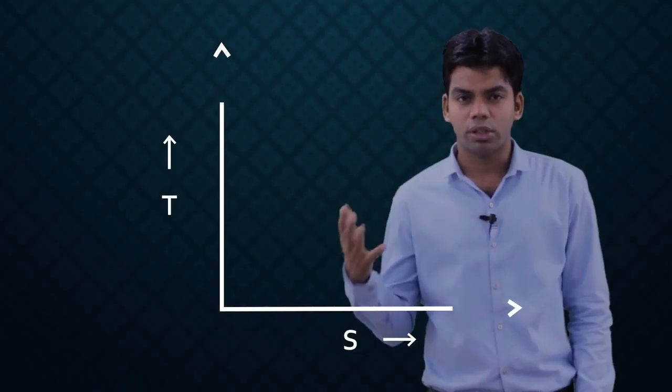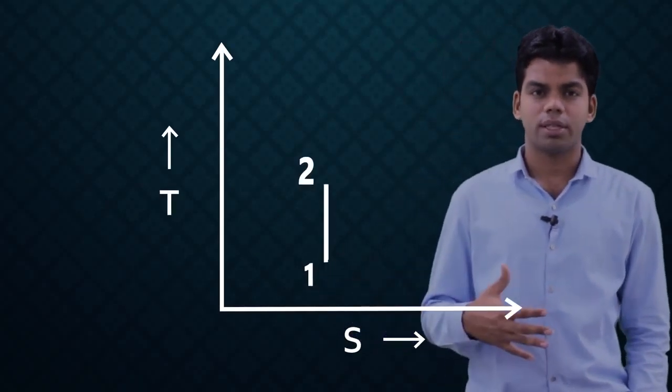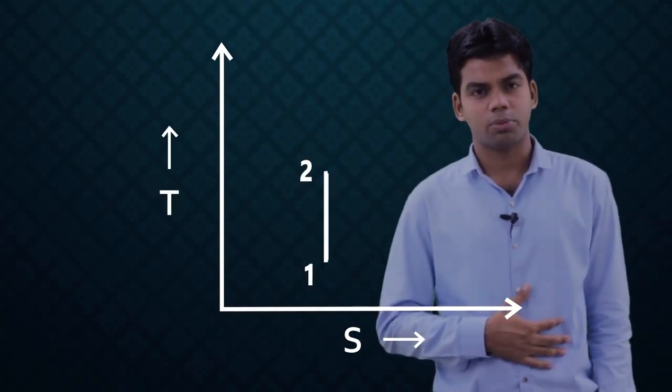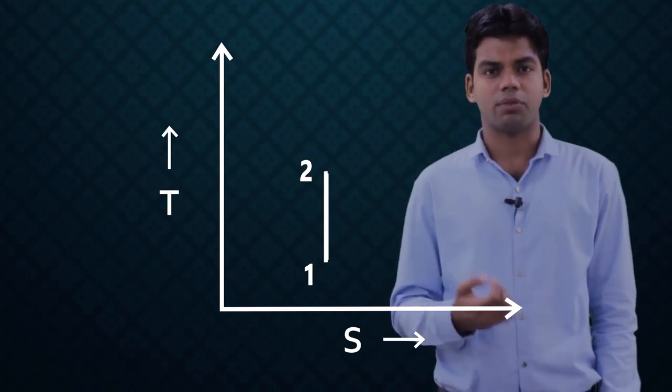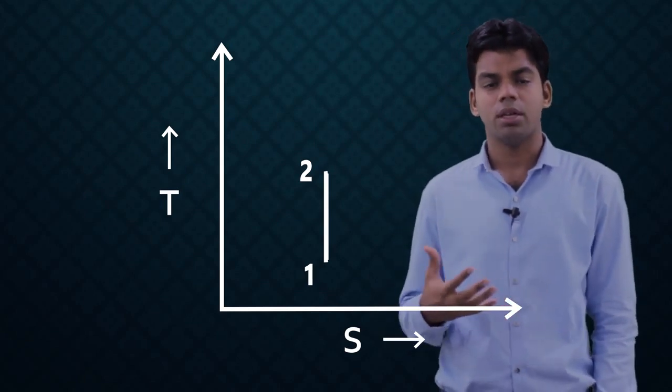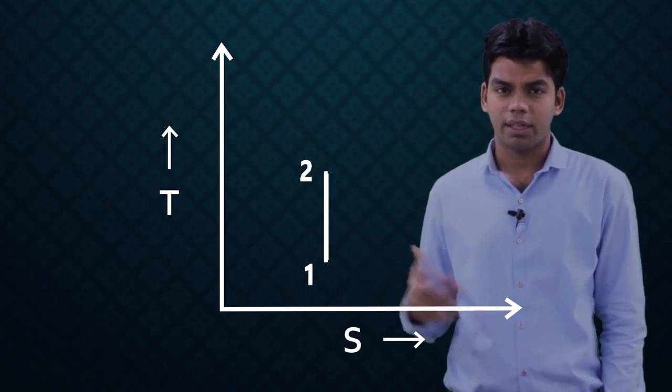Now, similarly, we can draw the TS diagram for this. 1 to 2 is a reversible adiabatic compression process, which is an isentropic process. A reversible adiabatic process is an isentropic process. So, in the TS diagram, we will be having a vertical line.